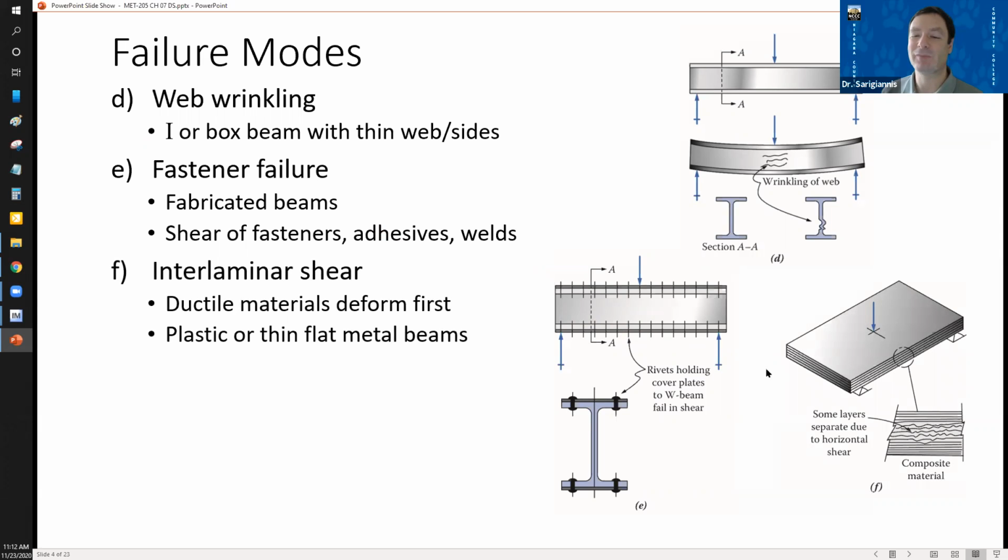Interlaminar shear, right? So you might see this with, you could even see, well, I don't know if you could see this with plywood. I don't know if I've seen plywood fail. Have I seen plywood fail? I'm assuming you'd get this out of plywood as well, unless the glue is stronger than the wood. You get separation of the layers, delamination.